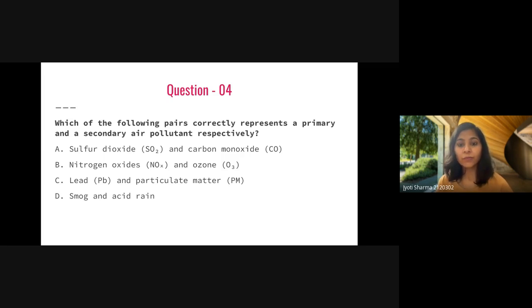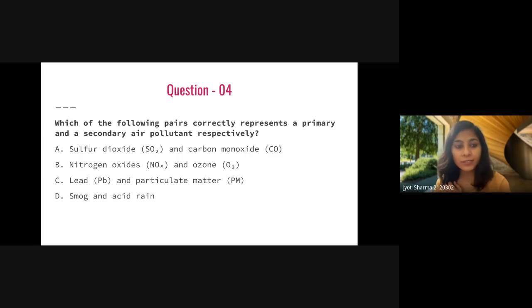You have to tell me which one is the primary pollutant and which is the secondary, and find a suitable pairing. But don't worry, I will tell you the definition of primary and secondary air pollutant if you do not know. But I want you to guess what should be the example of primary pollutant and what should be the example of secondary air pollutant. Out of these four options, can you guess something? Which one is a primary pollutant? Which one is the secondary pollutant? Any guess? Rough?